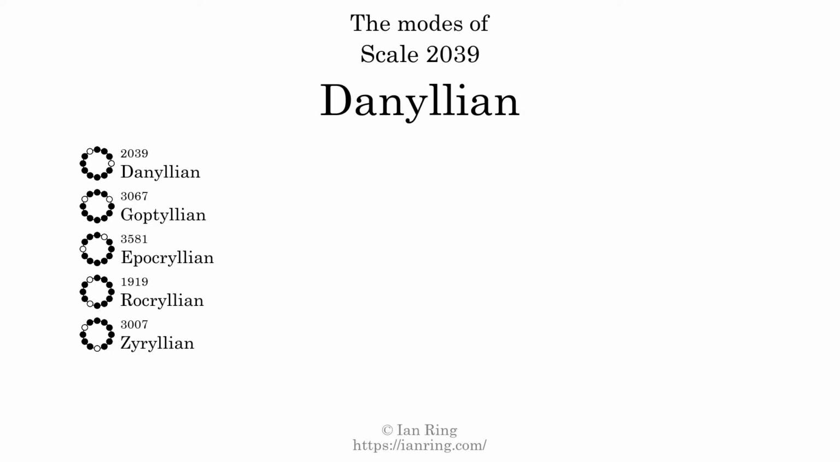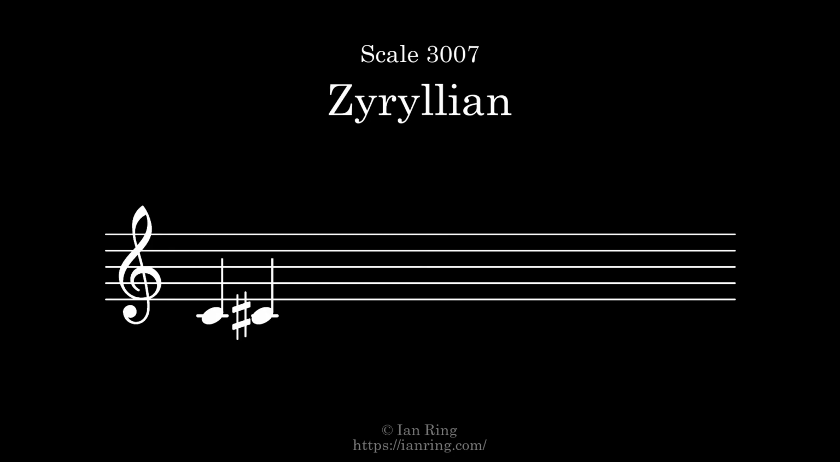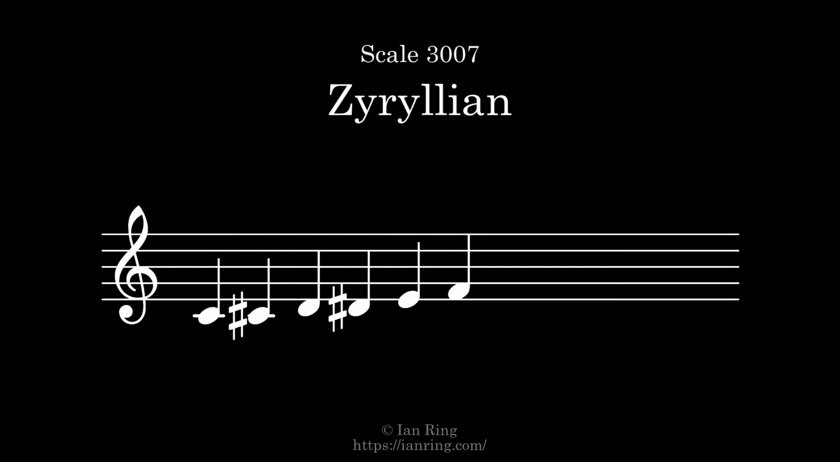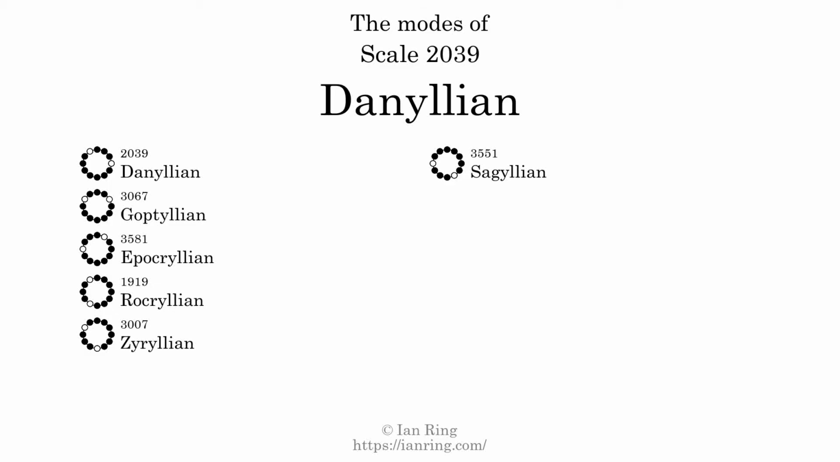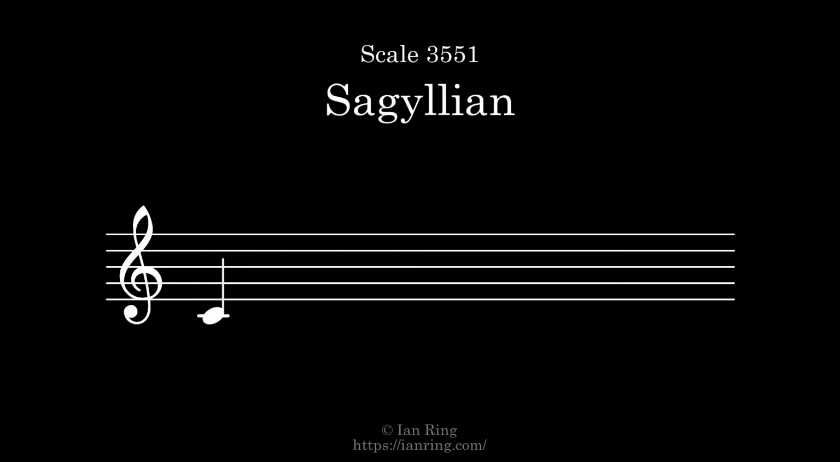The fifth mode is scale 3007, also known as Danyllian. It sounds like this. The sixth mode is scale 3551, also known as Danyllian. It sounds like this.